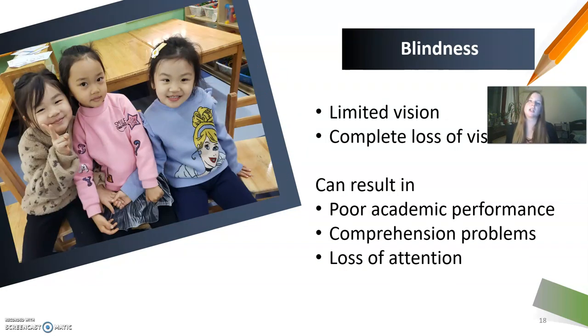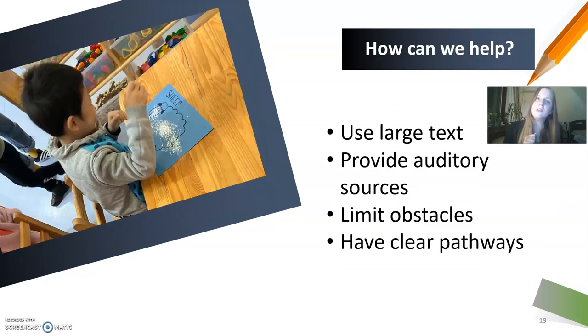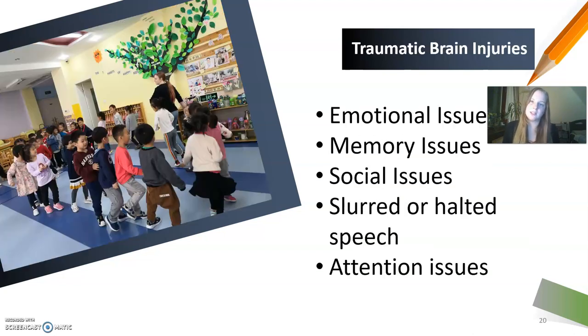Blindness, limited vision, or complete loss of vision. It can result in poor academic performance, comprehension problems, or even loss of attention. Kids get bored if they don't understand what's going on. What do you do? Use larger text. Provide auditory sources. Let them be able to go home and listen to the lesson again. Don't just give them a textbook, give them an audiobook. Limit the obstacles so they're not bumping into things in the classroom, and use clear pathways.